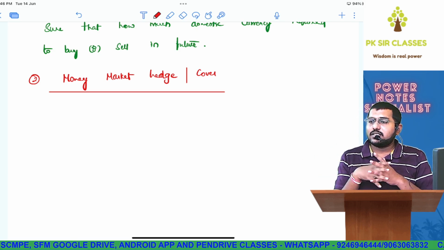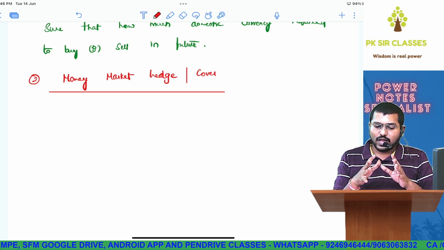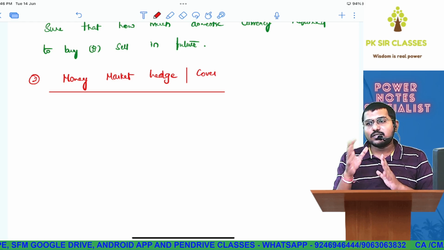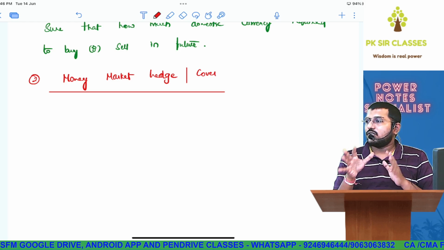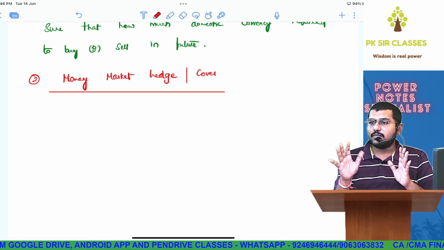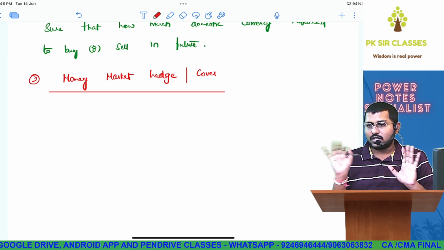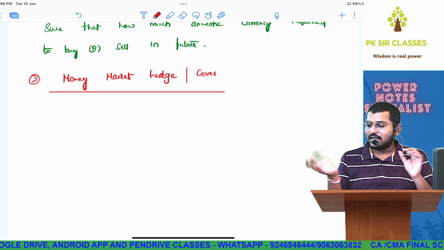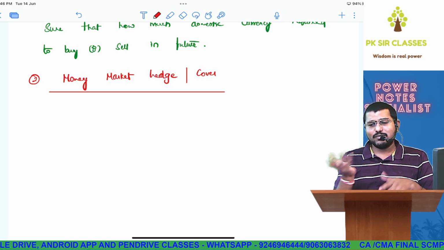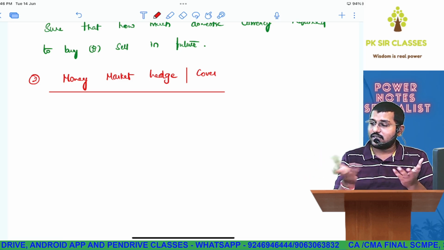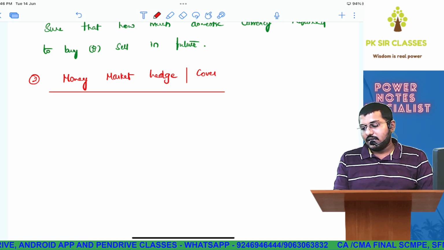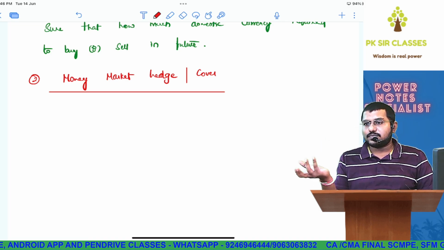Money market hedge is very simple. See here. Suppose you have a liability. You'll create an asset. If you have an asset, you create a liability so that both of them will match. They'll net off. There ends the matter. That's all you have to do in a money market hedge. Sir, what do you mean by having a liability, creating an asset, or having an asset, creating a liability? Pretty simple. Say for example, suppose you are an exporter. What will you do?